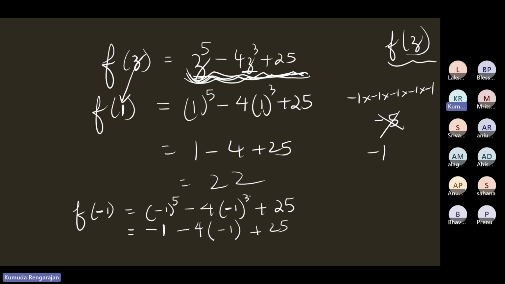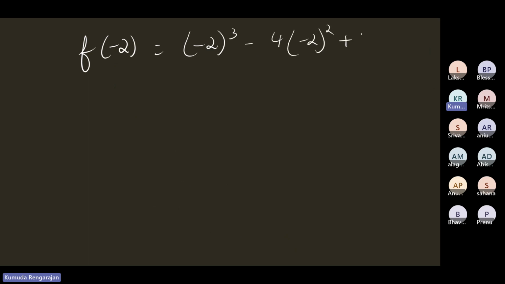We have simplified. Minus 1 the whole cube is minus 1. We simplified and we got the result minus 1. It's not that I forgot. Now in the next step, minus 1. Now minus into minus is plus 4. 4 into 1, 4. Plus 25, 29. 29 is the answer. So be careful with the minus.